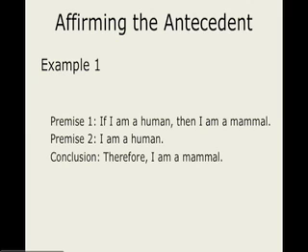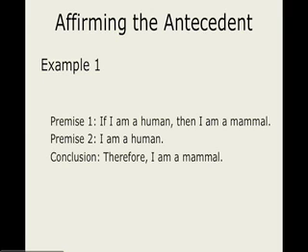This has the same form as the example we looked at in the last podcast. Notice that premise 1 and premise 2 are both true, but that even if they weren't true, this argument would be valid because the conclusion would follow from premises 1 and 2, assuming that they are true.